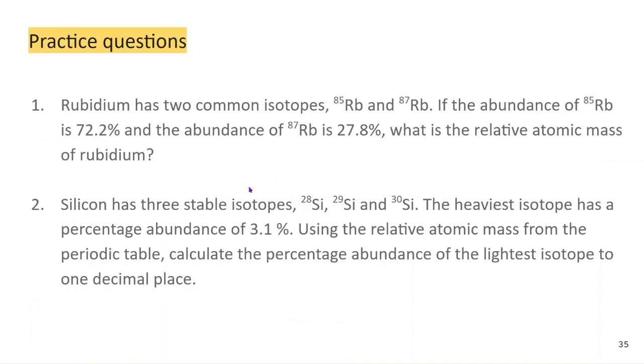So let's do a couple more questions. Rubidium has two common isotopes, rubidium-85 and rubidium-87. If the abundance of rubidium-85 is 72.2% and the abundance of rubidium-87 is 27.8%, what is the relative atomic mass of rubidium? Let's do this one first, then we'll do the second question. See if you can figure that out.